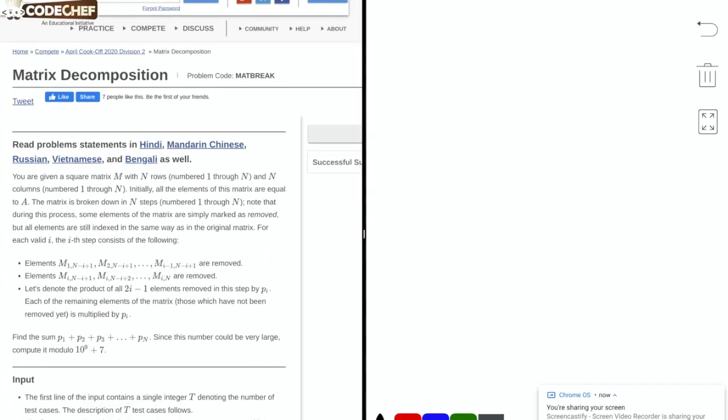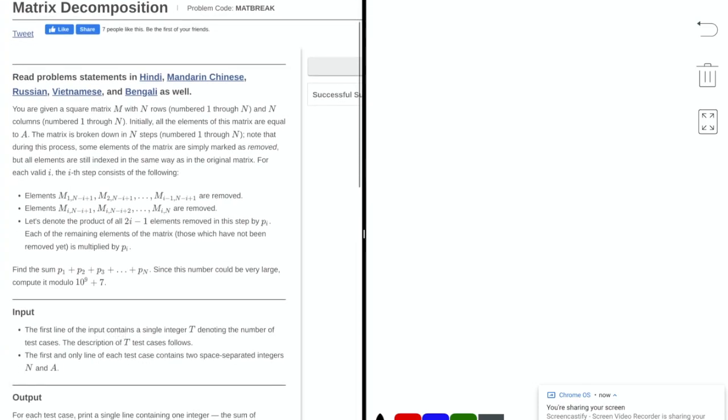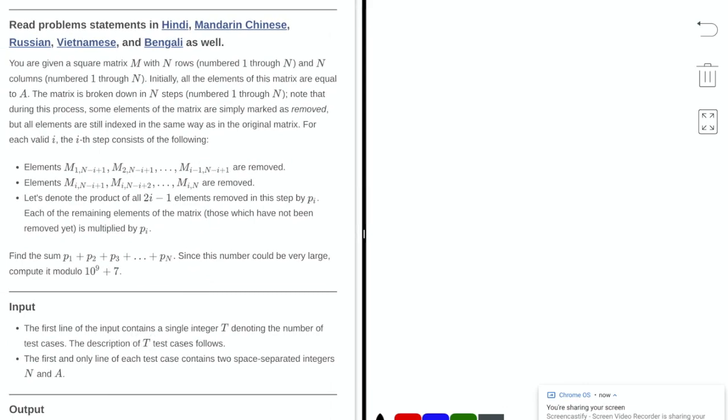Hi everyone, in this video I will be going over matrix decomposition, which is a problem from the 2020 April cook-off. And so the problem statement is that we're given a square matrix M with n rows and n columns. And initially, all of the elements of this matrix are equal to A. The matrix is broken down in n steps, and during those n steps, a certain amount of elements are removed.